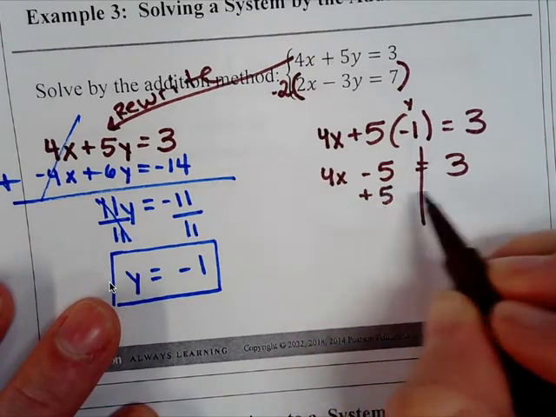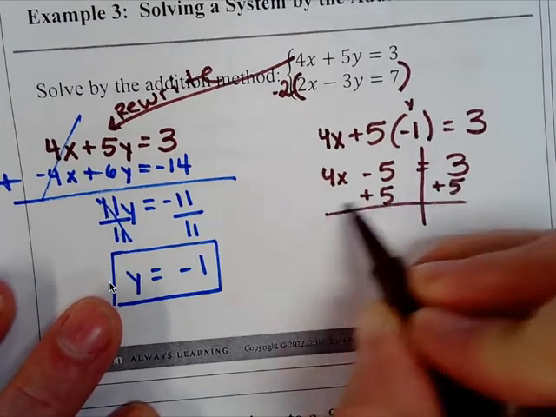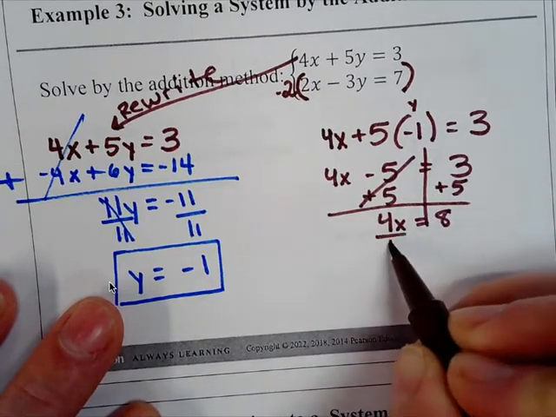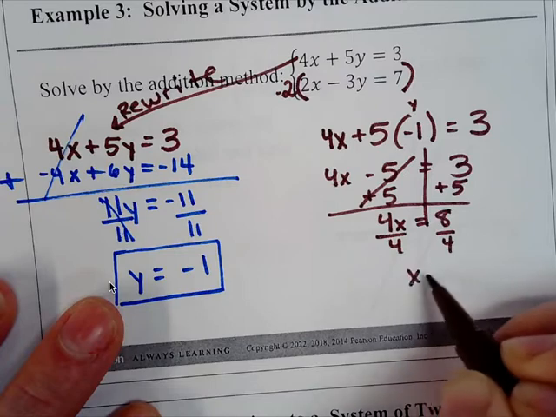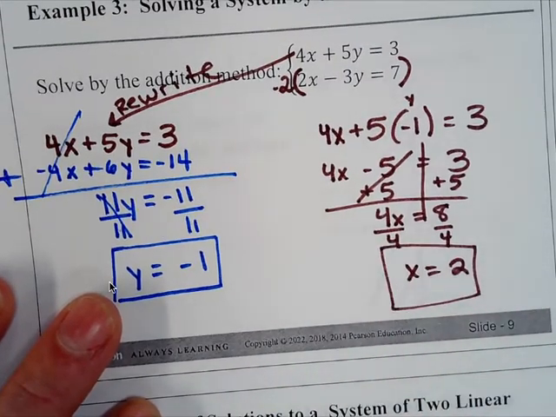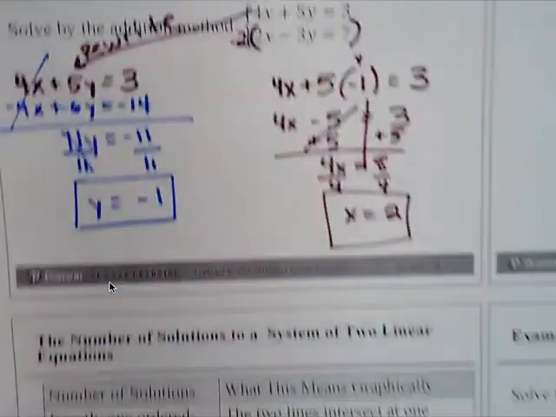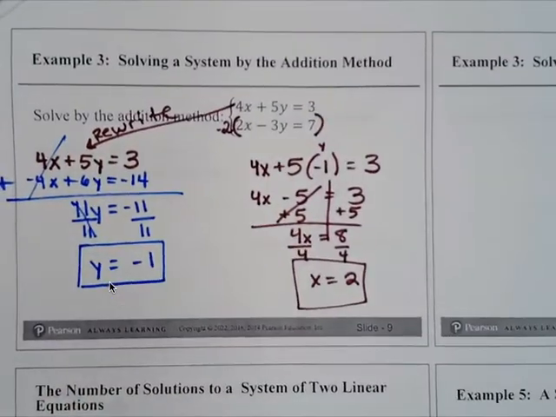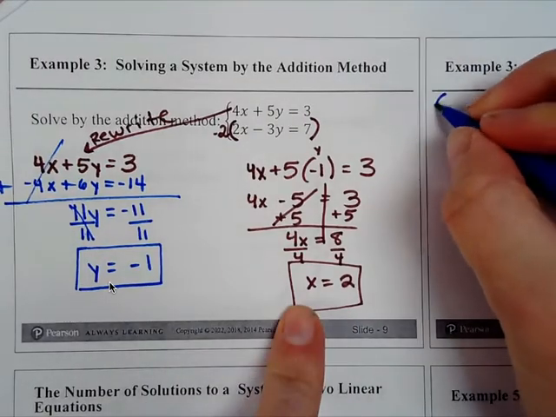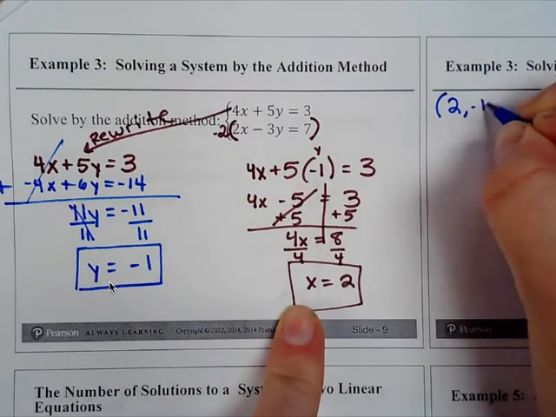So plus 5. So 4x equals 8. Divide by 4. x equals 2. So our proposed solution would be x, y, so (2, -1).